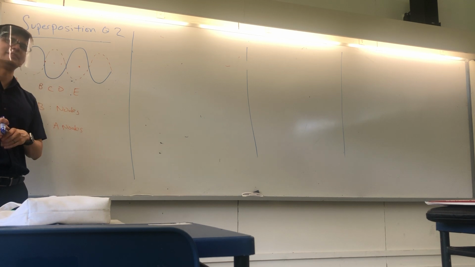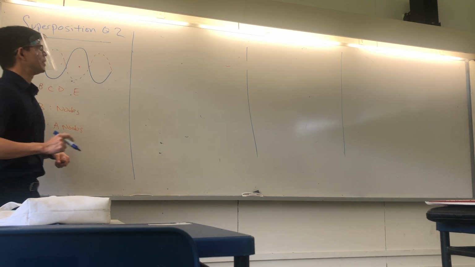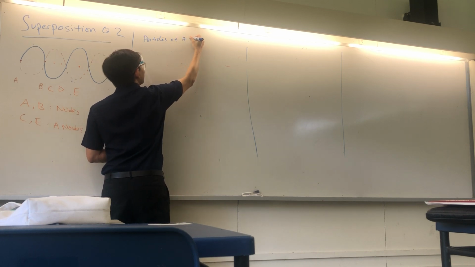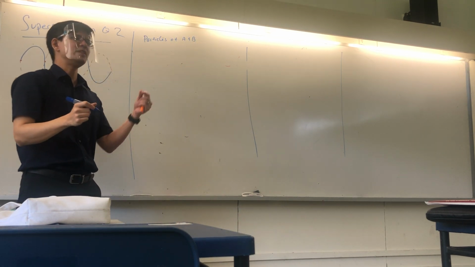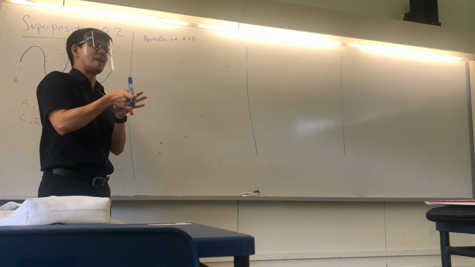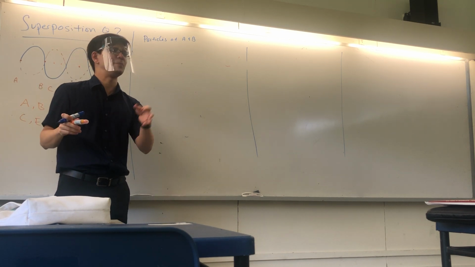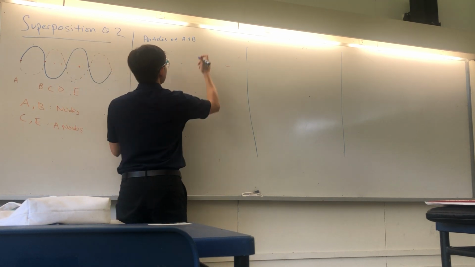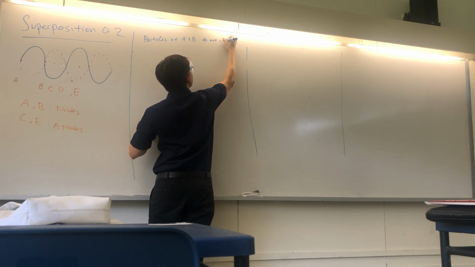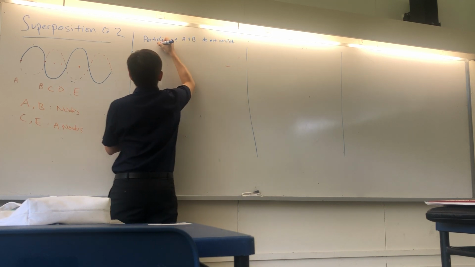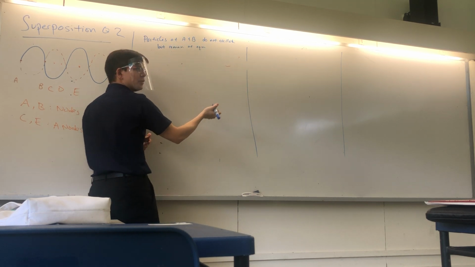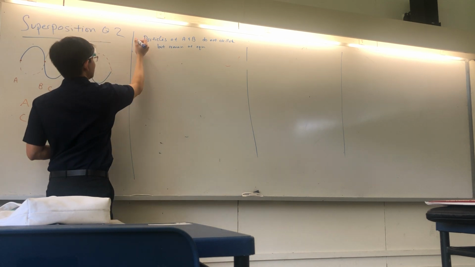But A and B are not particles. A and B are points on a line. So what you want to say is particles, because A and B are positions. The position does not oscillate. It is the particle that happens to be at that position that oscillates. And if it's an electromagnetic field, it will be the electric field at that position that oscillates. So particles at A and B do not oscillate, but remain stationary at equilibrium. Good enough.